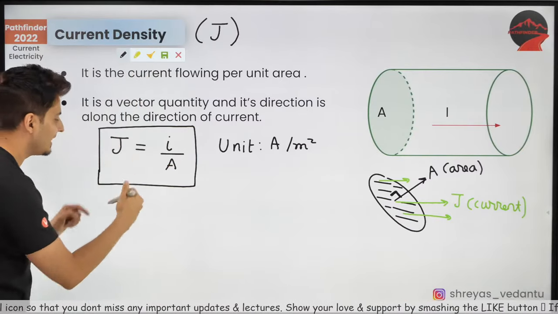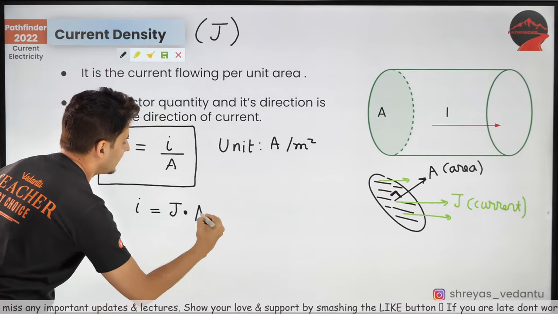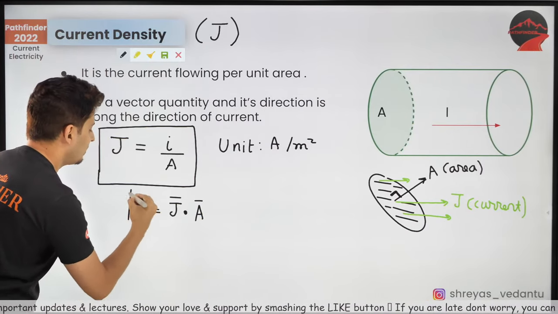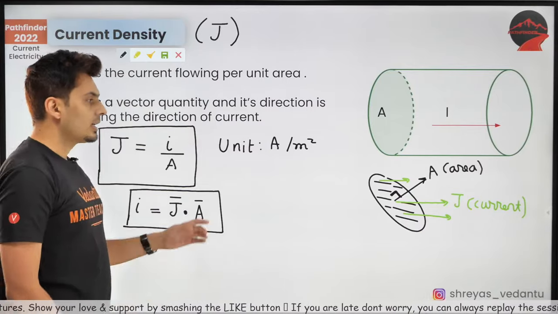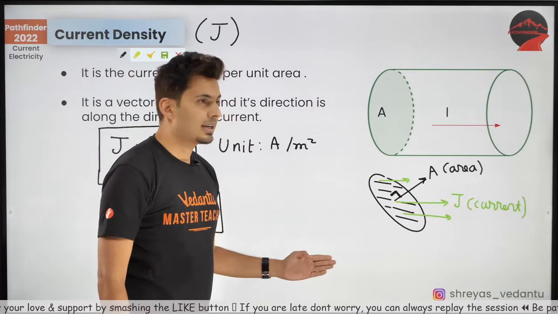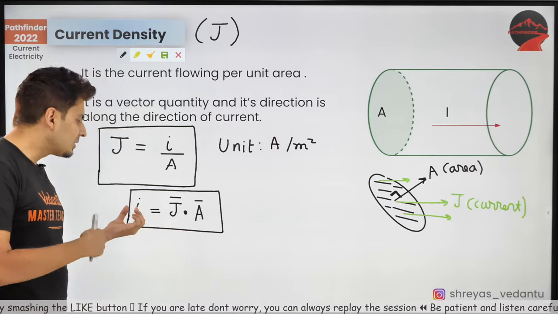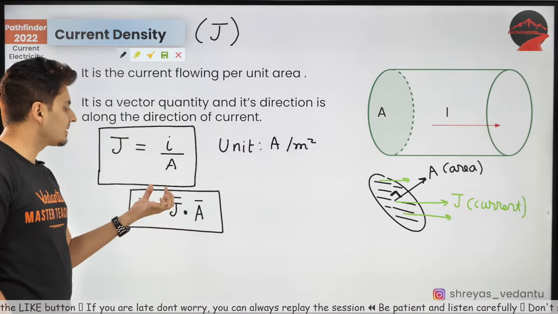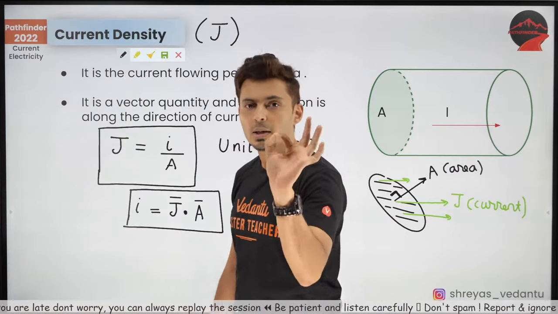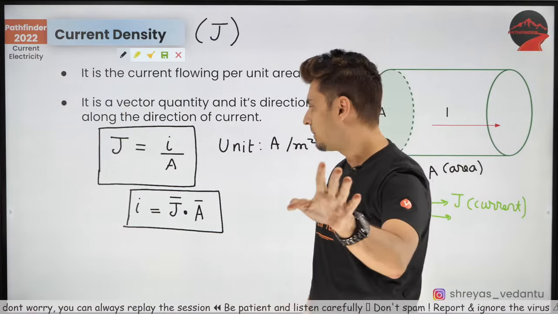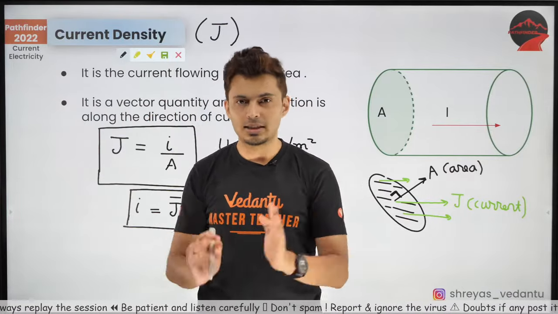If you rearrange it, it comes out to be J dot A. This is actually the better way of writing this equation. J vector dot A vector. This reminds me of force dot displacement is work, so it's very similar. Current is current density dot area vector. Remember this, it is very easy to remember. J dot A, because J is current by area. That's it, just move it around.